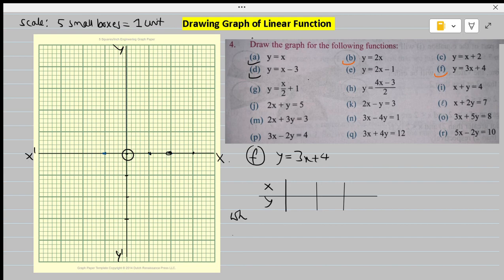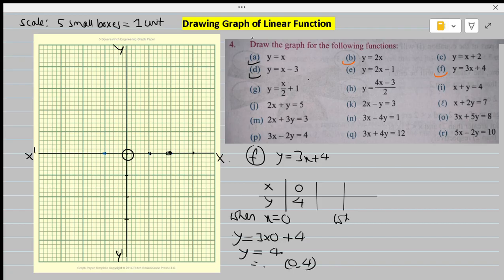So when x equal to 0, so y equal to 3 into 0 plus 4, so y equal to 0 plus 4, you get 4. Therefore the point on the line is 0 comma 4. When we keep x as 0, we got y equal to 4.